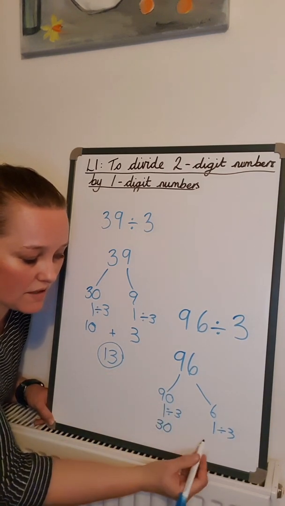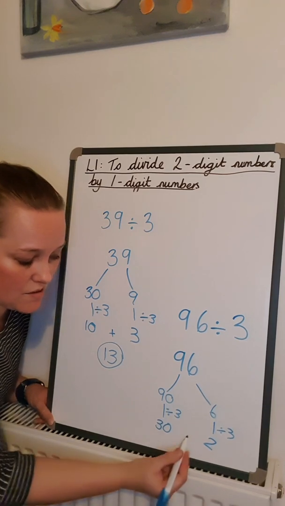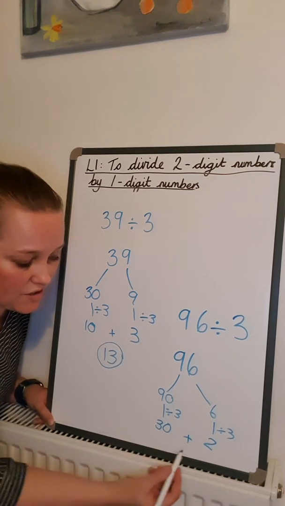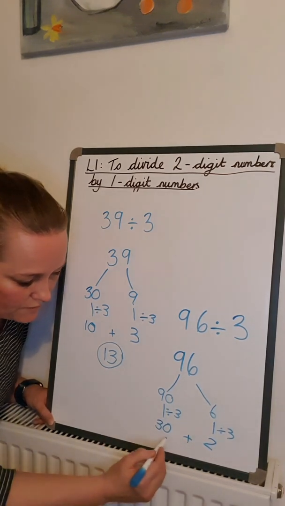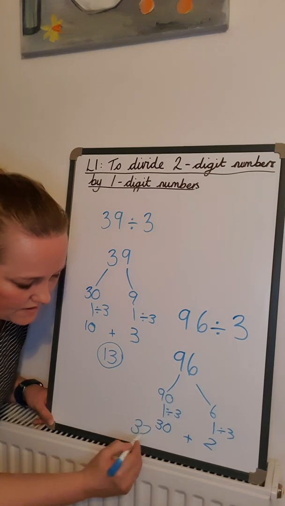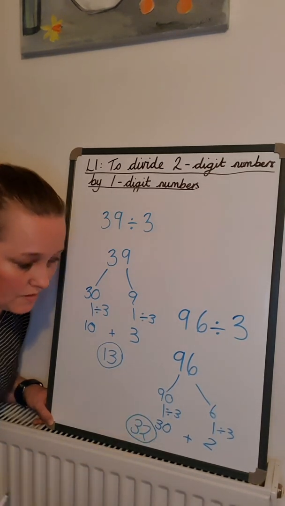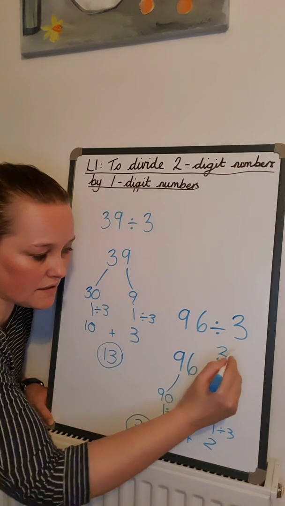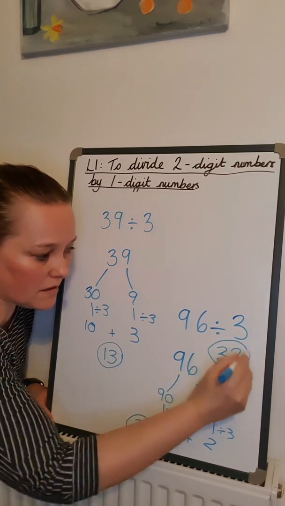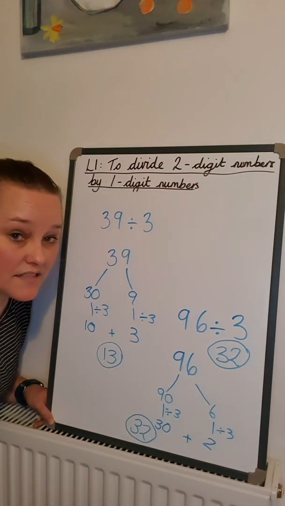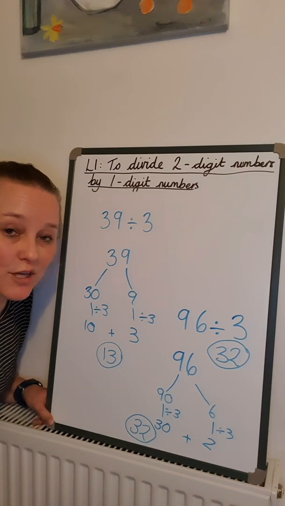How many 3's are there in 6? 2. 30 add 2 is, oh, I've run out of room, 32. Okay, 32. You can practice that using the other methods if you wish and have a good old go.